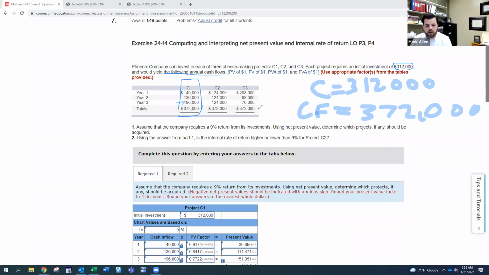However, look at project 3. Right away, I get back about 60% of my investment, maybe. Let's see, 208 divided by 372, 56% of my investment. I get back within a year. That's pretty good. Now, project 2 is kind of an even split, which means that I'm going to assume this will have my highest net present value, this will have my lowest, and this will probably be somewhere in the middle. That's my expectation going into this.